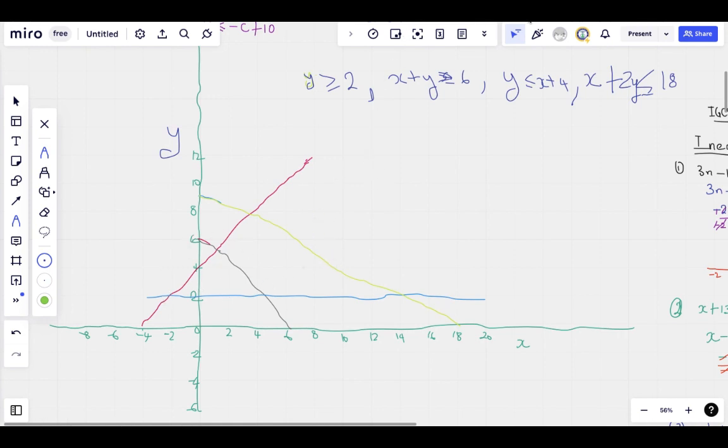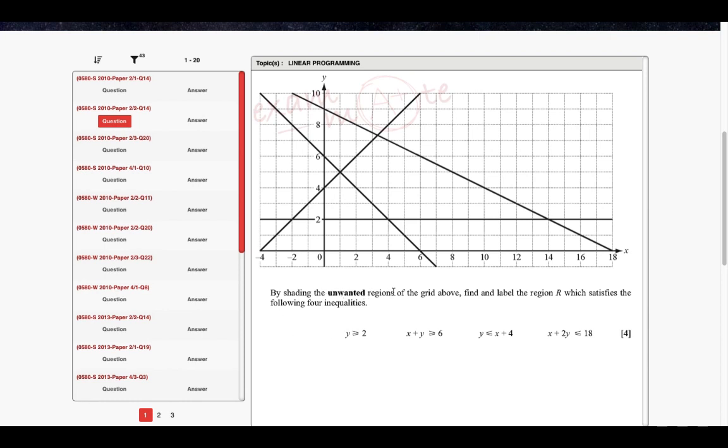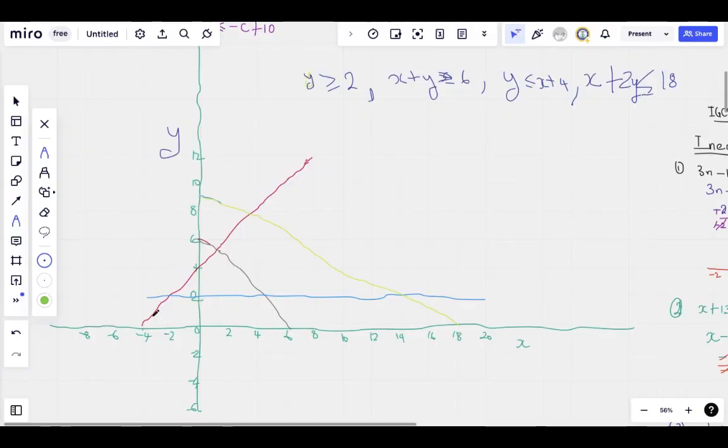That was the instruction. Let's see the instruction again. It said by shading your wanted region, leave unshaded the region which satisfies the inequality. So for this one, greater than 2 is above this place, so we shade the below part. We're going to shade the below side of this 2, any region below 2, because the inequality is y is greater than or equal to 2. The region above 2 is the wanted region.